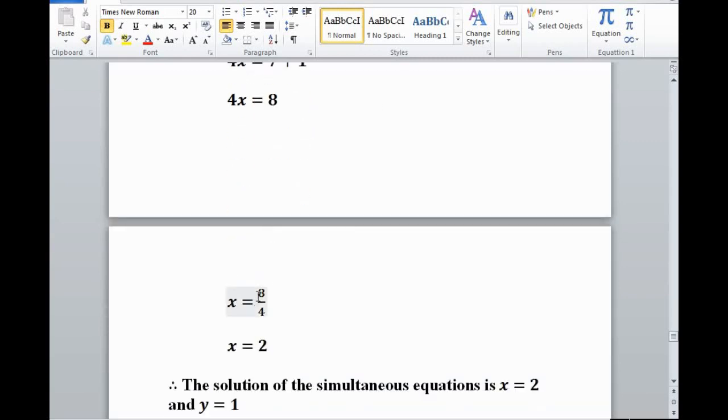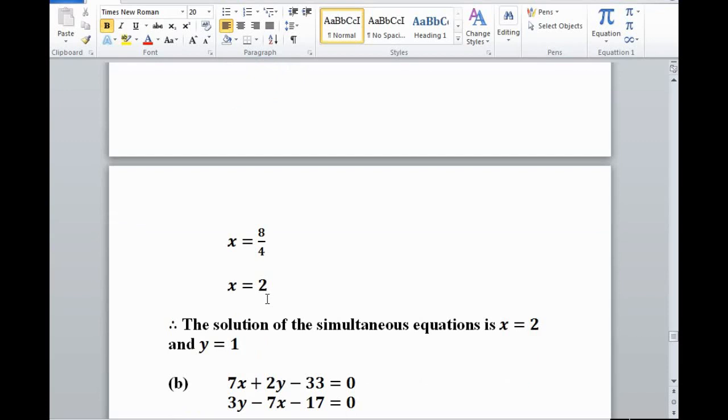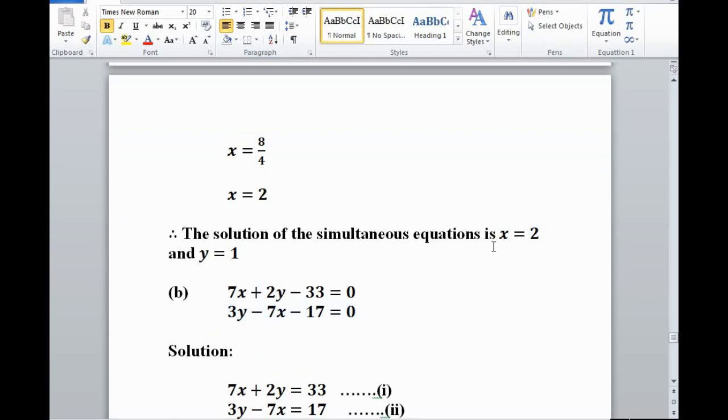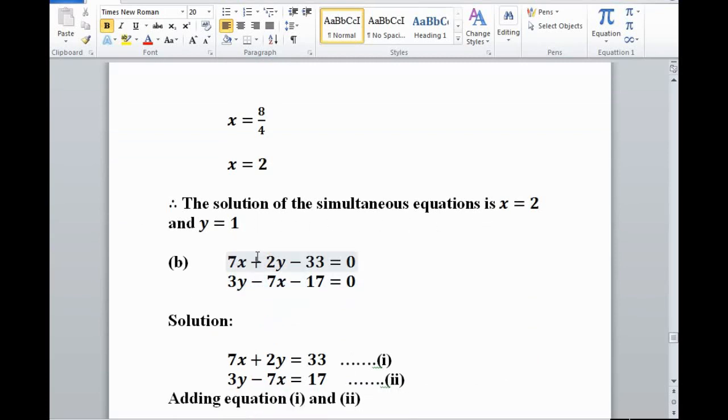To find x, I'm going to take this 4 from left to the right side. So this equation becomes x is equal to 8 upon 4. And now x is equal to 2, which is the value of x. So therefore, the solution of the simultaneous equations is x is equal to 2 and y is equal to 1.